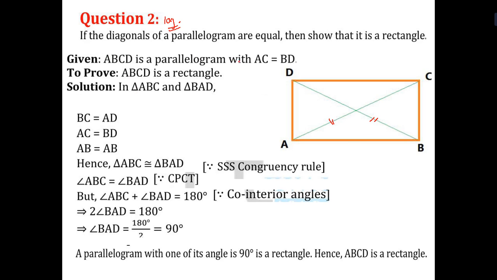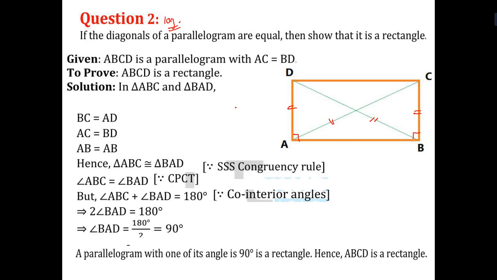ABCD is a parallelogram with AC equal to BD, that is, the diagonals of the parallelogram are equal. That is given. To prove: ABCD is a rectangle. Rectangle means what do I have to prove? I have to prove 90 degrees and that opposite sides are equal. So I have to take two triangles here.